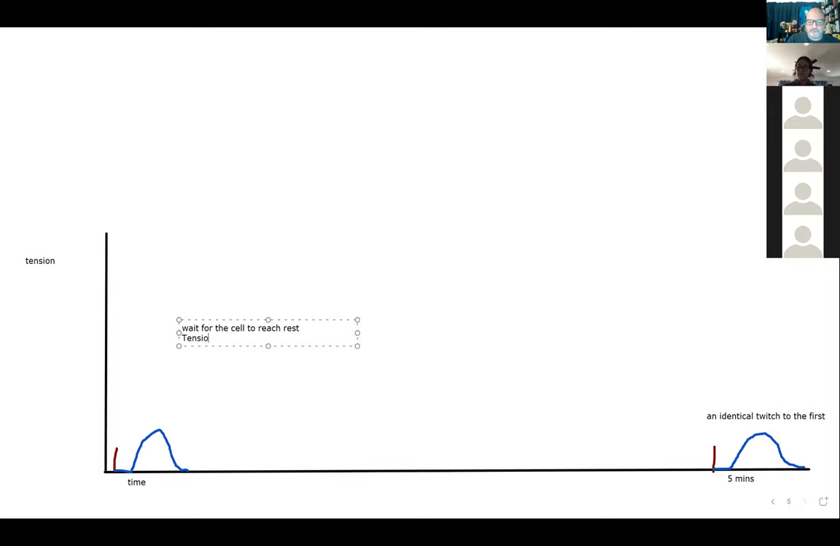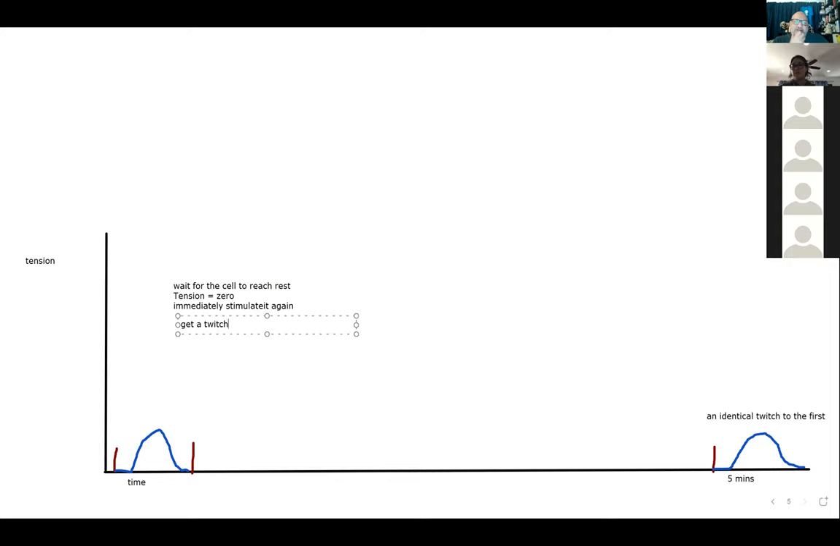Zero. Excellent. So I wait for the cell to reach rest, for the tension to reach zero. And then at that point, I immediately stimulate it again. So now once it has reached rest, I'm going to immediately stimulate it again. And when I immediately stimulate it again, what do I get? Same process. I get a twitch.